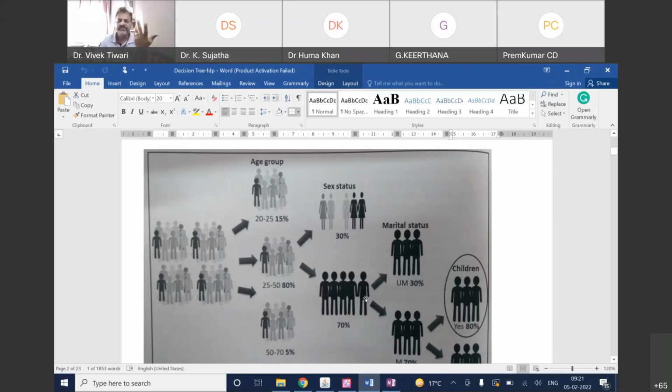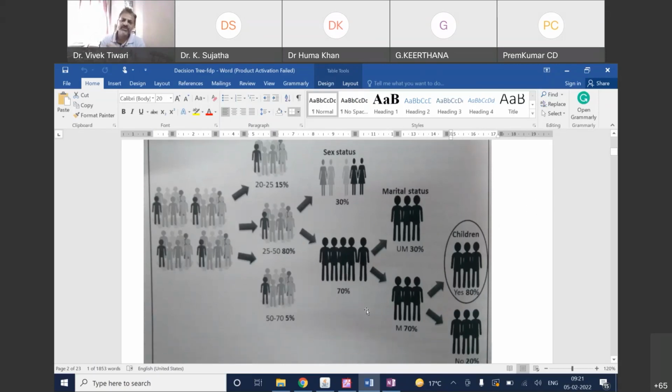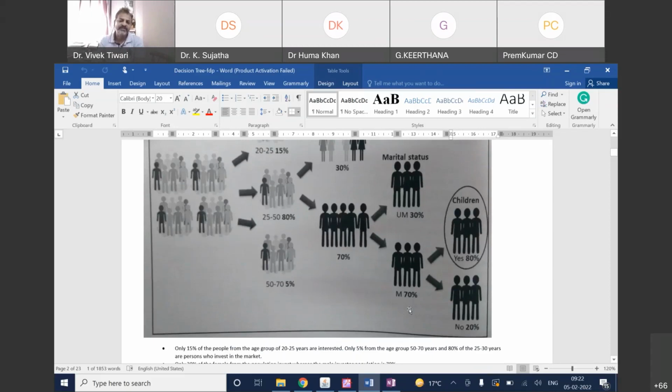Again, because you have a lot of features and those features are important, you pick up one more feature, called marital status. Now you have selected the age 25 to 50, only males. Under that, you drill down by marital status, married or unmarried. Then you have concluded that if the males are married, there is a 70% chance they go for investment.